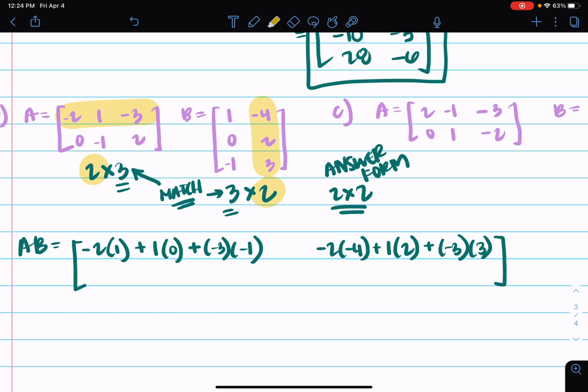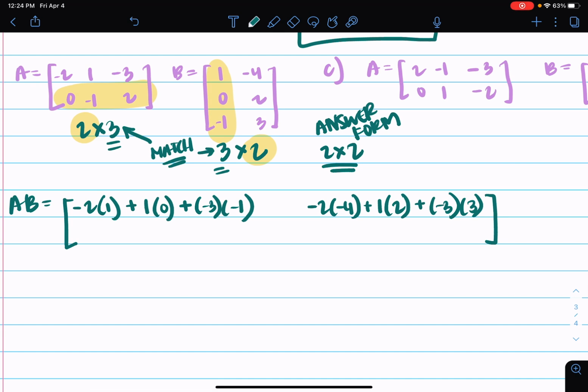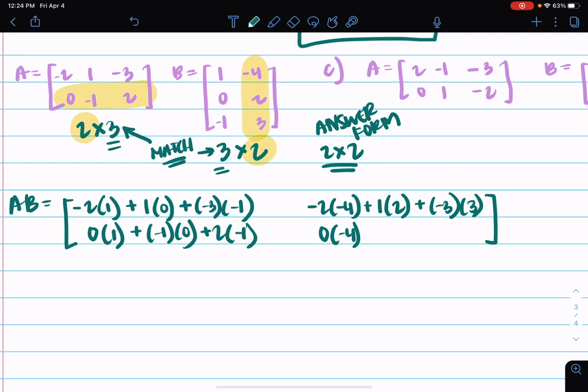Okay, now we're done with row 1. We can move on to row 2. Okay, so we have 0 times 1 plus -1 times 0 plus 2 times -1. Okay, almost done. Last spot. 0 times -4 plus -1 times 2 plus 2 times 3.